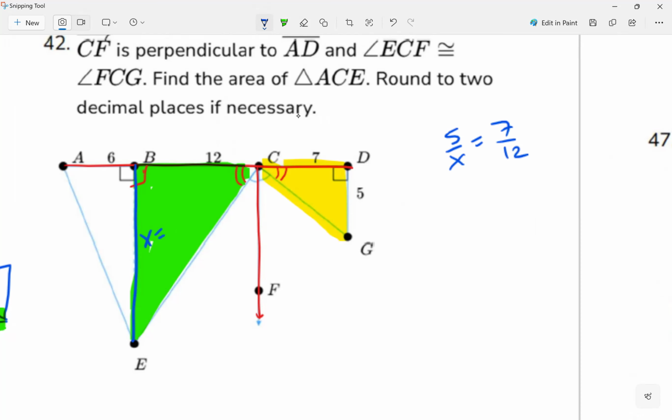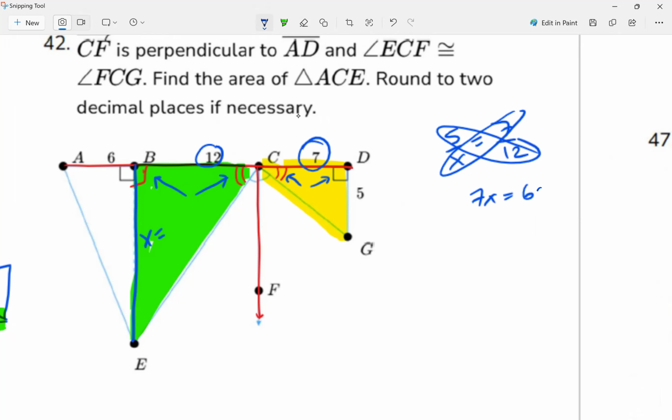You might be like, how do you know if 5 goes with X or 5 goes to 12? Look, the 7 is in between the two angles that are marked, right? The 12 is in between the two angles that we marked. So 7 and 12 are corresponding. So that means 5 and X are corresponding. Okay, now let me cross multiply. 7 times X is 7X. 12 times 5 is 60. Let me divide both sides by 7. And I'm going to say X is equal to 60 over 7.